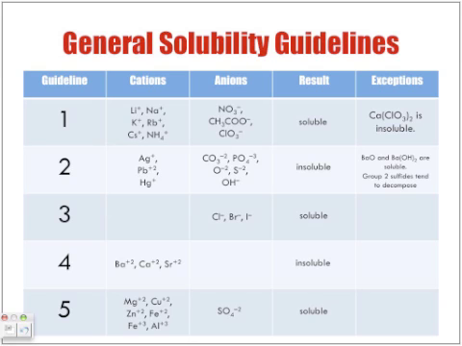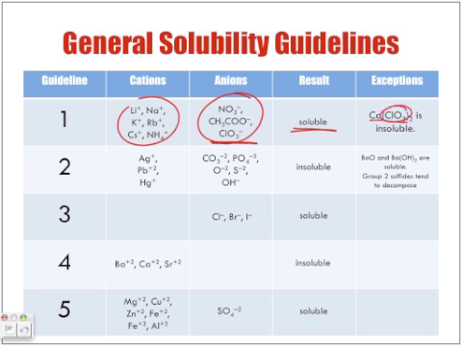Guideline number 1. We include lithium, sodium, potassium, rubidium, cesium, and ammonium. The anions that are involved here are nitrate, acetate, and chlorate. If you have any combination of these, or even any one of these within an actual compound, they are all soluble except for calcium chlorate.